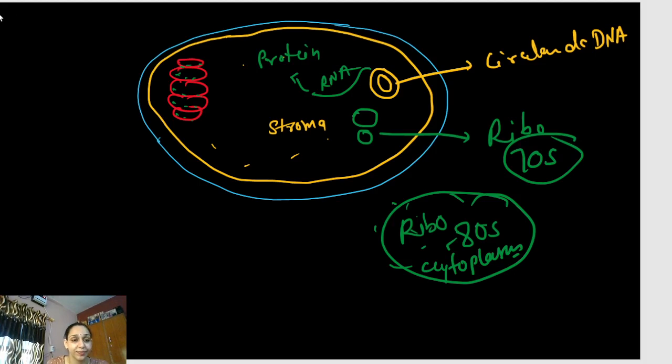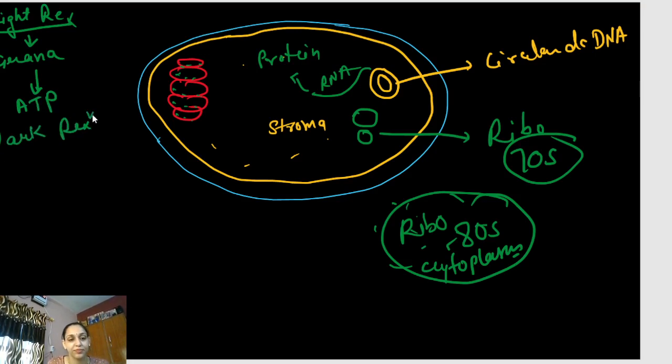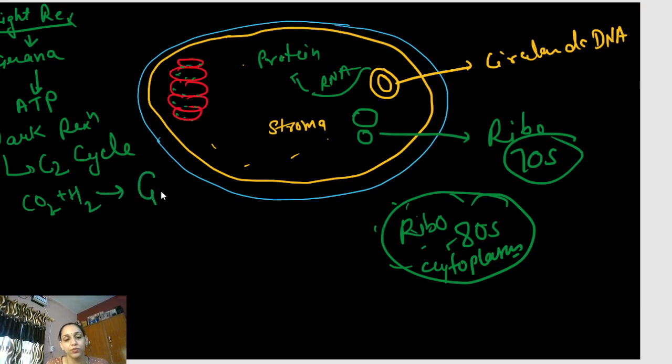हमें क्या याद रखना है, लाइट रिएक्शन, लाइट रिएक्शन में क्या याद करना है, कहाँ पे होती है, ग्रेना में होती है, क्या फॉर्म करती है, एटीपी। डार्क रिएक्शन, dark reaction is also known as C3 cycle, forms glucose from CO2 plus H2O. This is the process, we should know that.